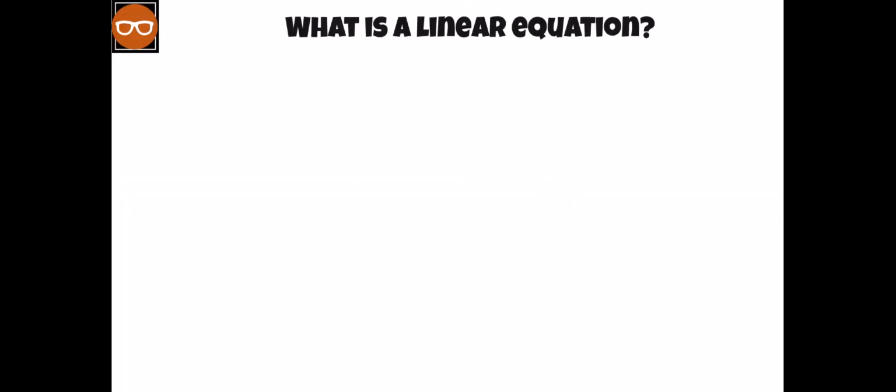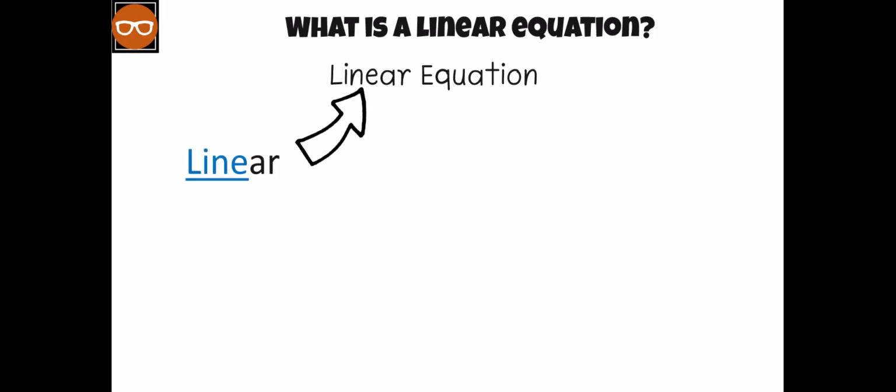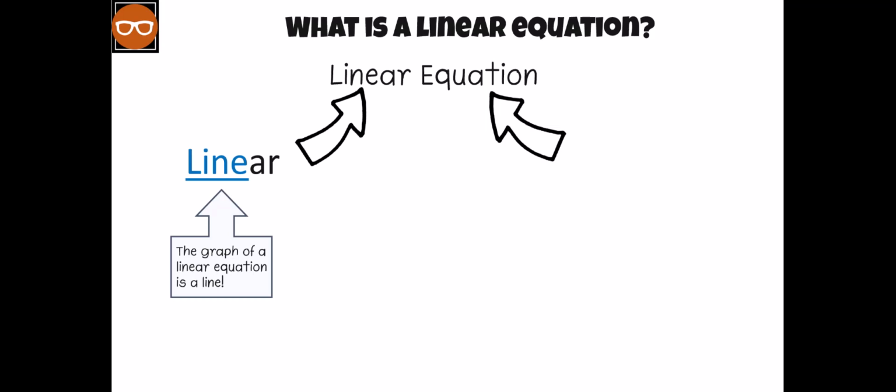Well, let's look at the words linear equation. In the word linear, we have line. Yep, the graph of a linear equation is always going to be a line. And then, of course, we have the word equation. Now, there are some rules for a linear equation. First of all, when you graph it, it will always be a straight line.